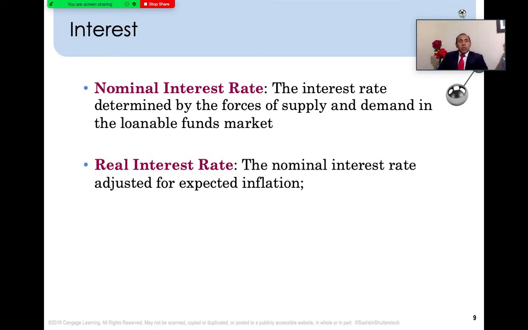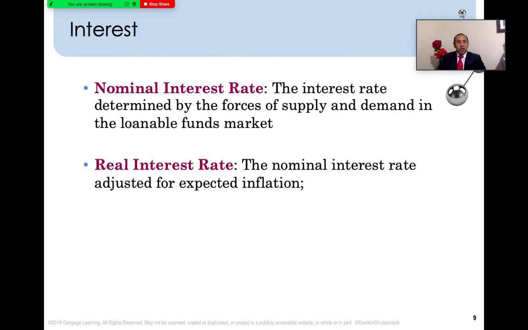Then we have the real adjusted interest rate, which is the nominal interest rate adjusted for expected inflation, meaning that the actual interest rate could be different based on the inflation rate for that year, or for the country that we're looking at and analyzing, or the market. Often, the inflation could be very high in percentages, so you want to really adjust your interest rates accordingly when you're looking at the real interest rate of the market.